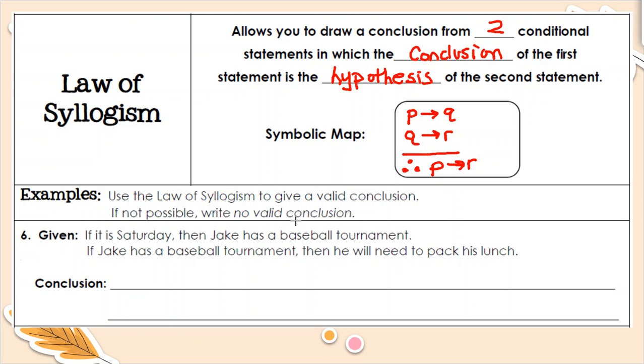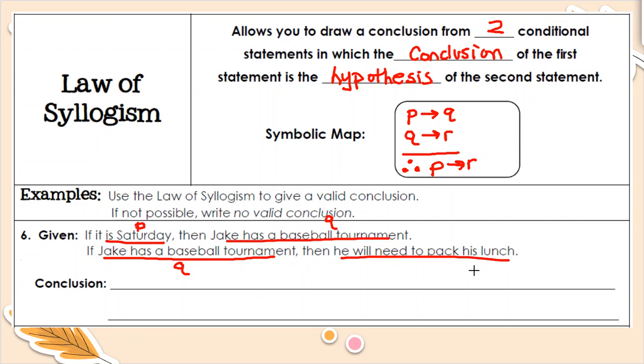So let's check out a couple of examples. We have, if it is Saturday, then Jake has a baseball tournament. So if P, then Q. So we are starting off with the hypothesis of our second statement being the same as our conclusion. That's a good start. And then a new statement.